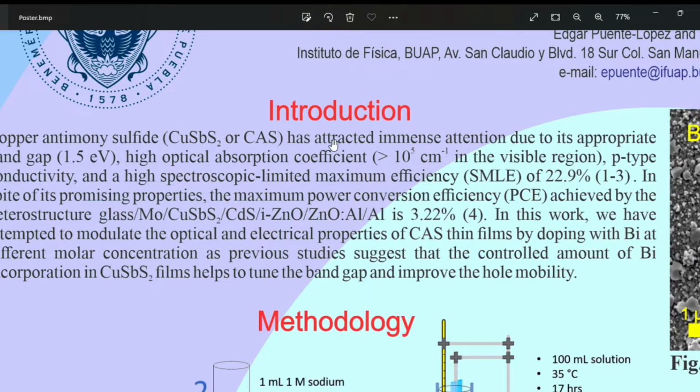Among its most important properties, we have a low melting point, high absorption coefficient, band gap suitable for use in solar cells. The band gap can be modified by adding bismuth for antimony, p-type conductivity, and it has abundant and non-toxic elements. Despite its promising properties, the maximum energy conversion efficiency reached by the heterostructure with this material as absorber layer is 3.22%.